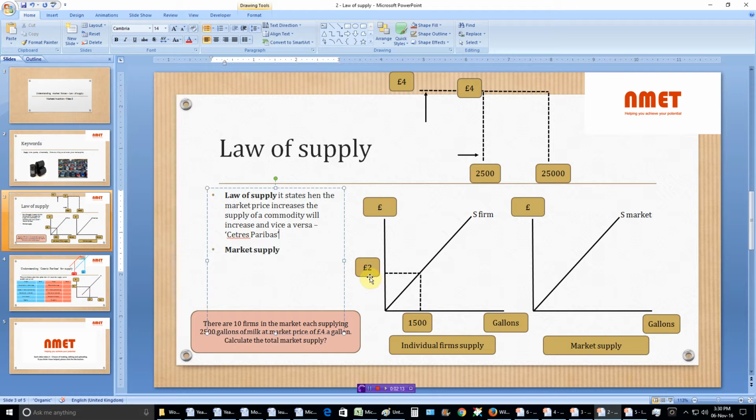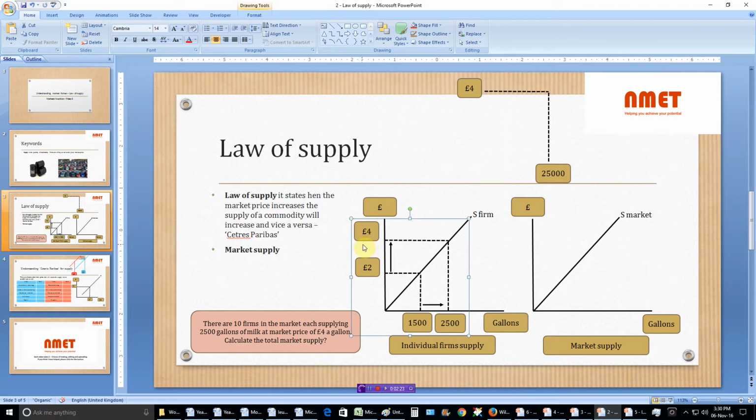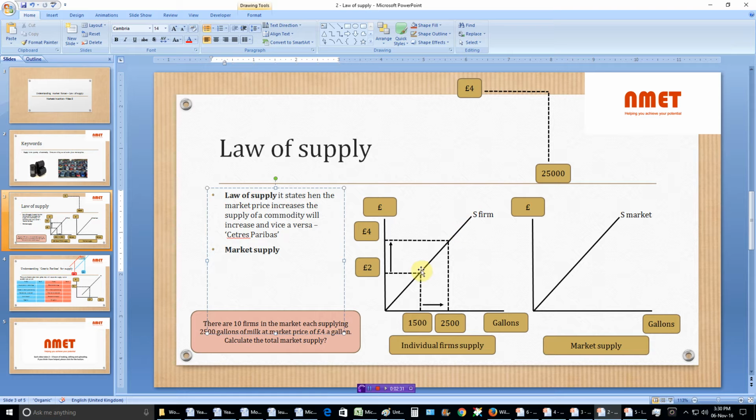As we can see over here, at £2 the firm is supplying 1500 units, and if the price went up to £4, the firm is willing to supply 2500 units. So, key point to note, the supply curve for a firm is upward sloping, and that is for an individual firm.